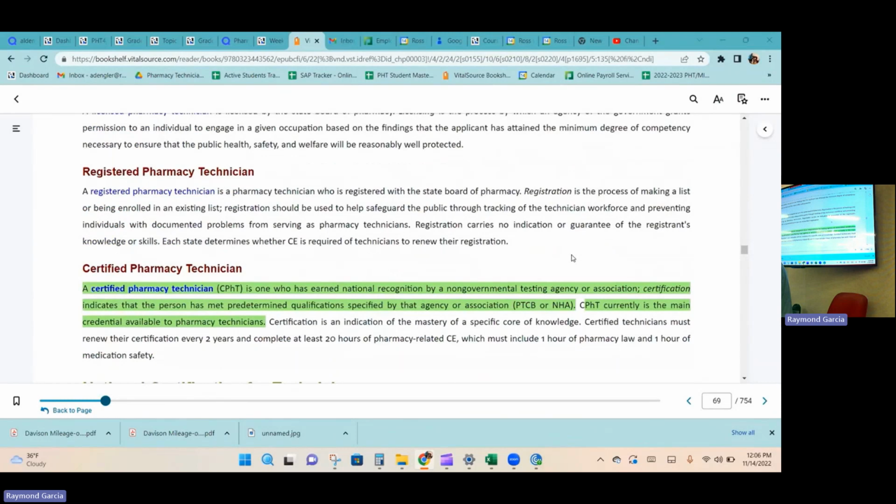Registration is the process of making a list or being enrolled in an existing list. Registration should be used to help safeguard the public through tracking of the technician workforce and preventing individuals with documented problems from serving as pharmacy technicians. A certified pharmacy technician is one who has earned national recognition by a non-governmental testing agency or association. Certification indicates that the person has met predetermined qualifications specified by that agency or association. CPhT currently is the main credential available to pharmacy technicians.